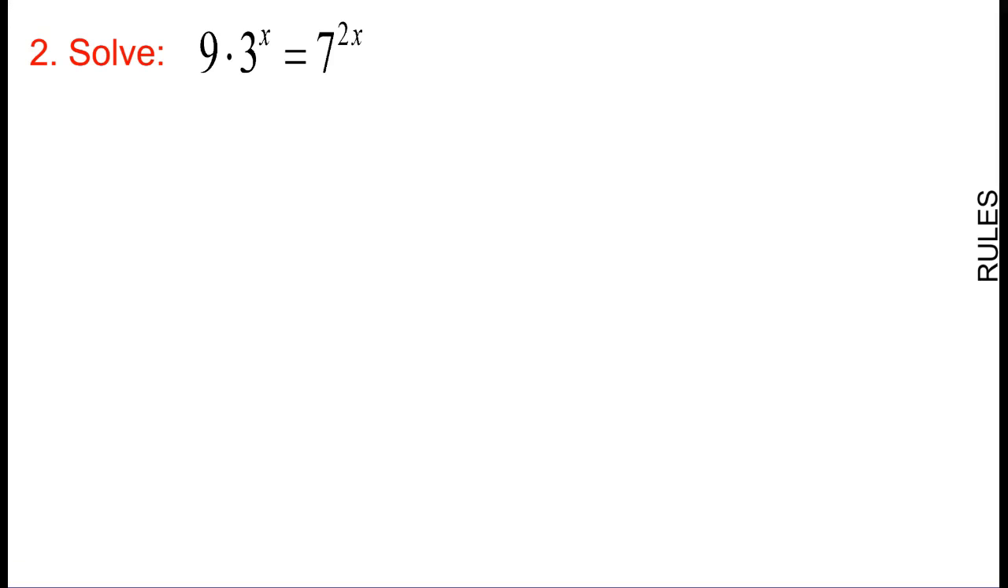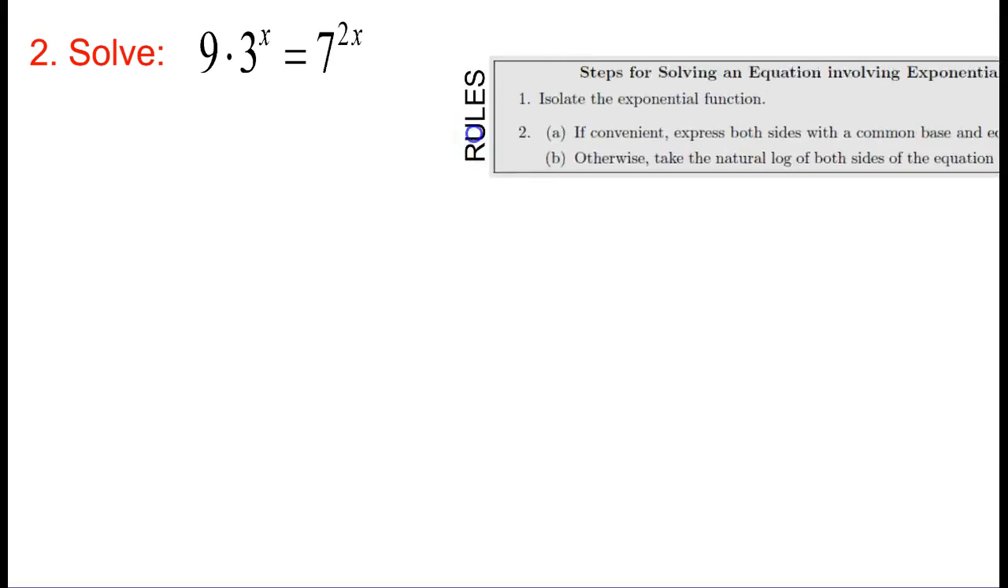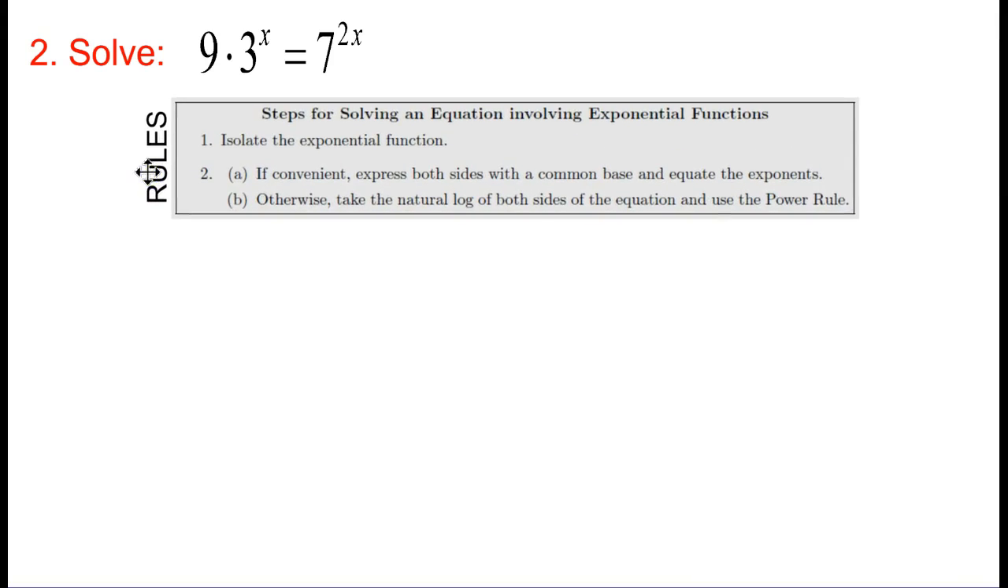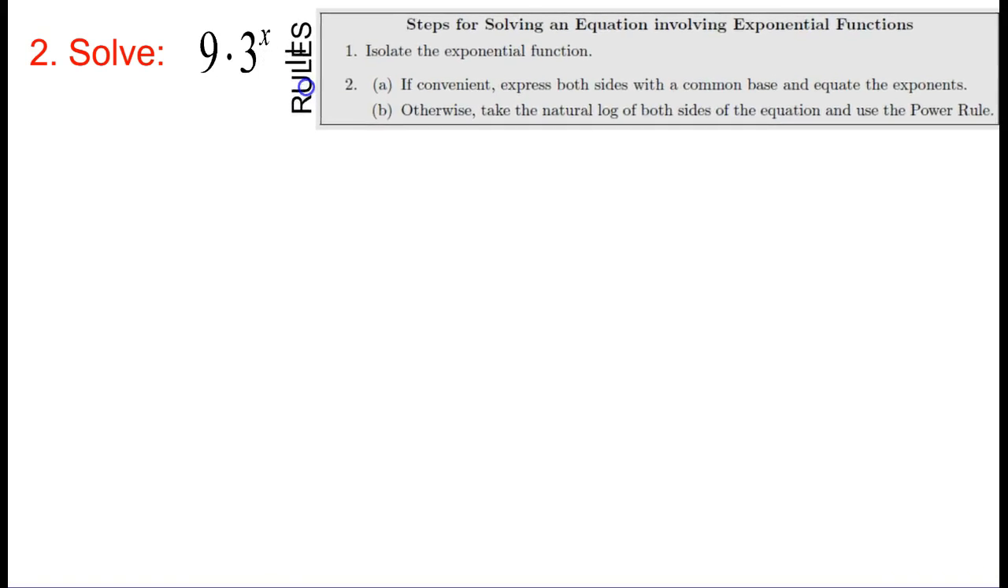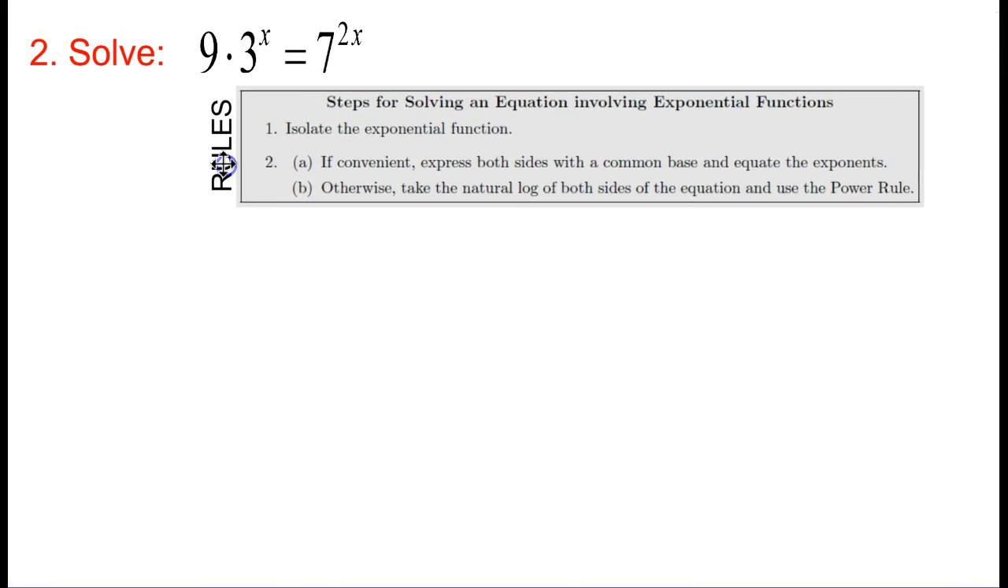Example problem 2. Solve 9 times 3 to the x equals 7 times 2 to the x. As a refresher, I'm going to pull those rules out from the previous slide. And hopefully after a couple examples I won't need to continue showing you those rules. This one, unfortunately, because we have a 3 raised to the x and 7 raised to the 2x power, is not going to be convenient for us to express both sides with a common base. So I think what we're going to have to do is resort to step 2b, and that is take the natural log of both sides.